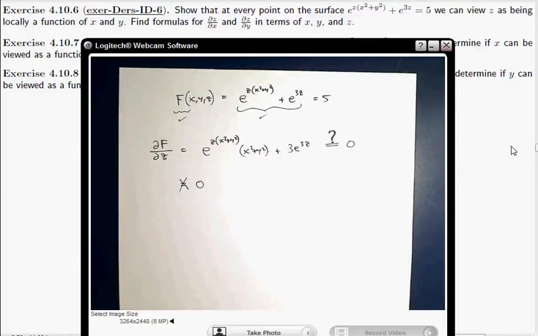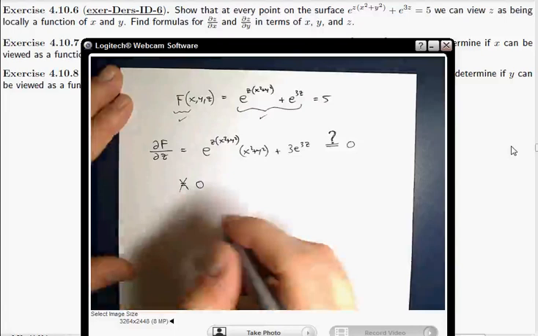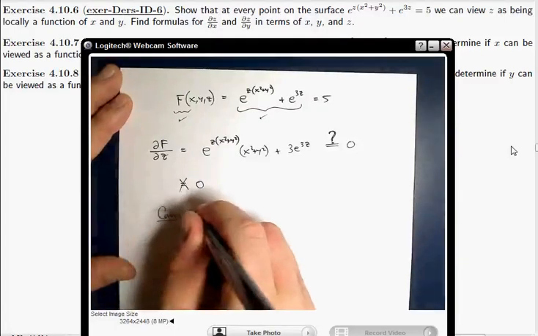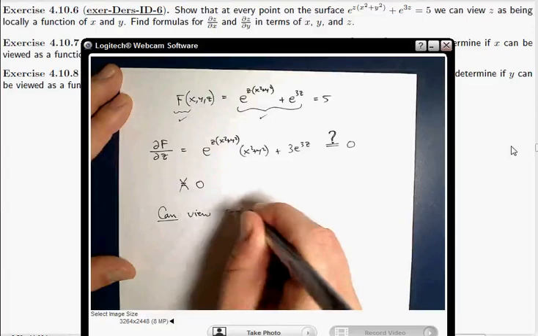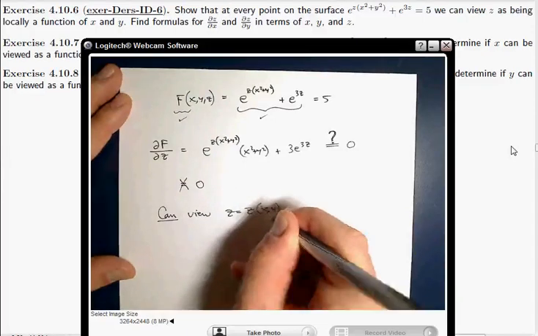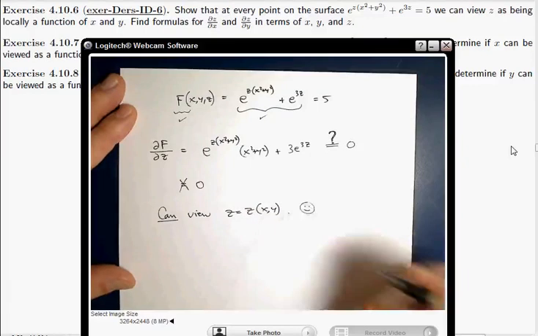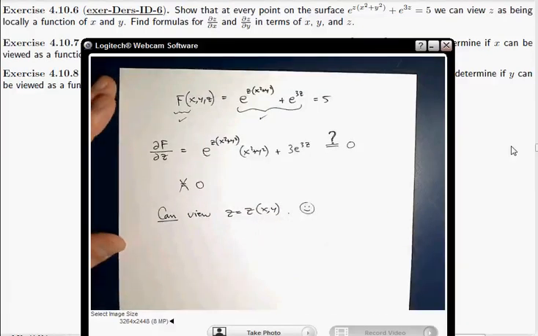Okay. So now having done that, I say we can view z as being a function of x and y. That's good news. Now let's go on to the next part of the problem, actually finding these partial derivatives. I'll do one of them, and I'll let you do the other one. So I'll compute the partial of z with respect to x.